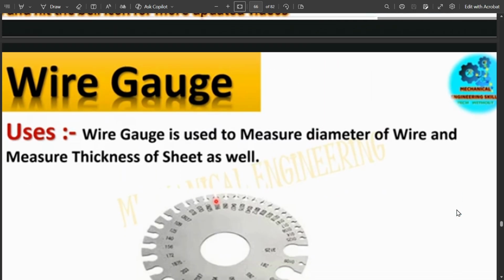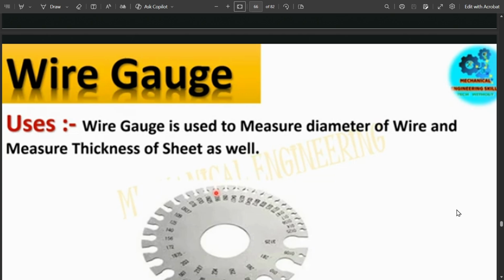Then another gauge is the wire gauge. A wire gauge is used to measure the diameter of wire and also to measure the thickness of sheet.